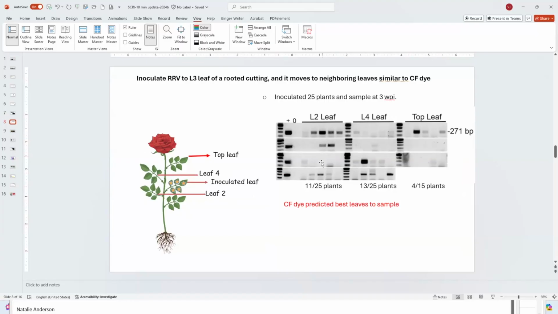And then over time, we continue to track how it fills in, and we found that 11 out of 25 plants, or 13 out of 25 plants over a 3-week period would produce positive results in the leaf above and below the inoculated leaf, with fewer leaves showing positive at the top of the plant at 3 weeks post-inoculation.